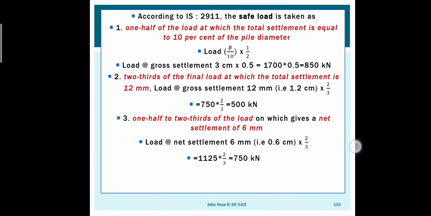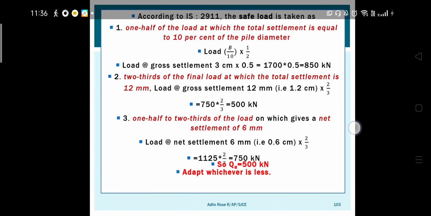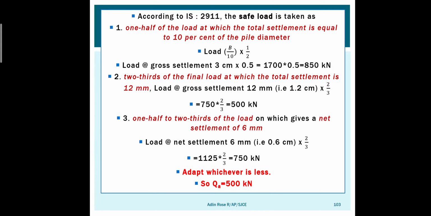What is the least value? 500. Adopt whichever is less. So QA is equal to 500 kilonewton. So this is how we find the allowable load. Now to find ultimate load, what should you do? Multiply the allowable load by factor of safety. You'll get the ultimate load. So directly from the graph of load settlement curve, we will find the allowable load. So three equations are there, or three methods of finding QA are there, and we will take the least value among the three. That you should remember.